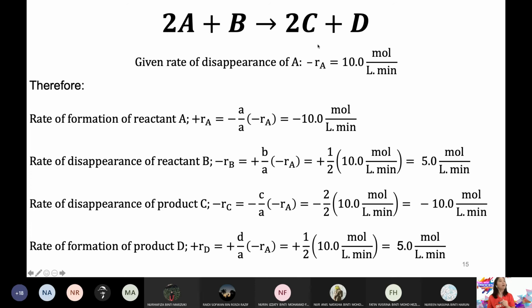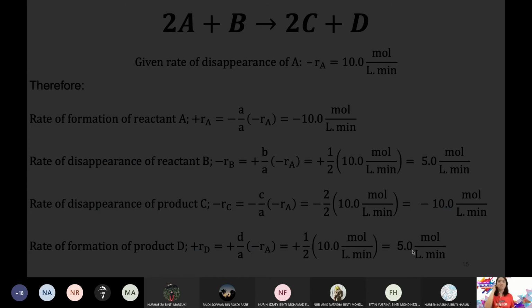Multiply with the stoichiometric coefficient D per A. Okay, so D per A stoichiometric coefficient dia adalah 1/2. Multiply with minus RA, which is 10, given in the question, you get 5. So meaning dia, apa maksud dia? Maksud kata lain, 10A kena hilang, 5B kena hilang untuk membentuk 10C dan membentuk 5D. Okay, so that's the easiest way to explain the rate of disappearance and rate of formation.